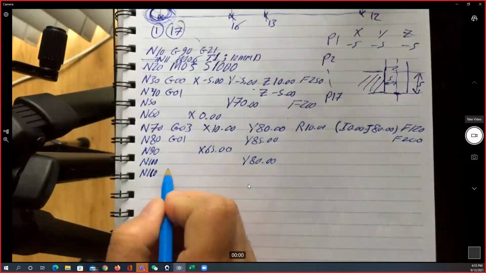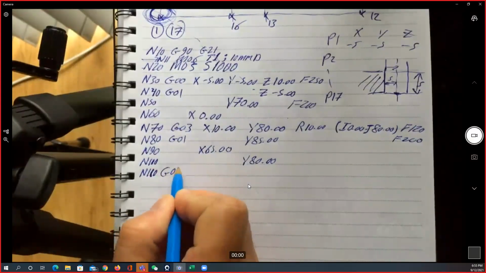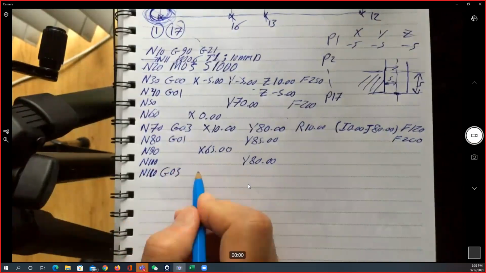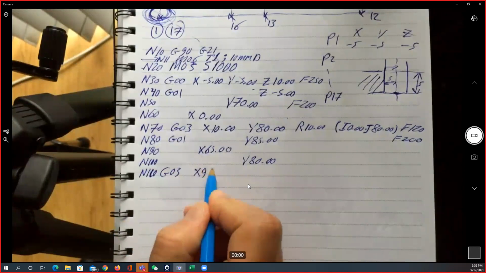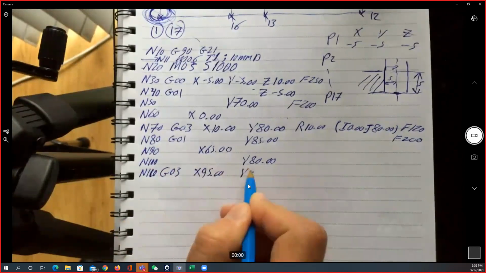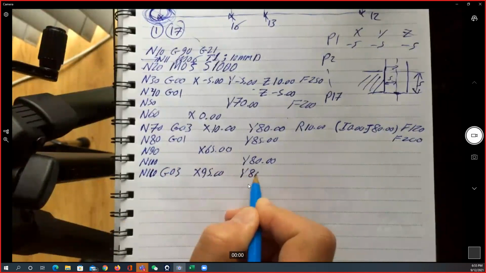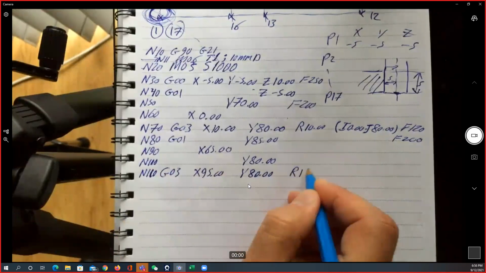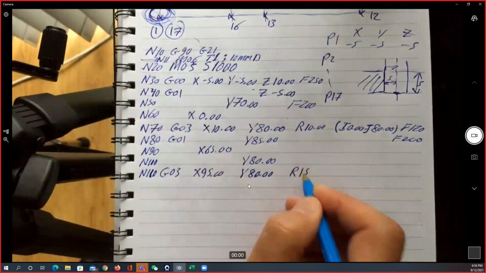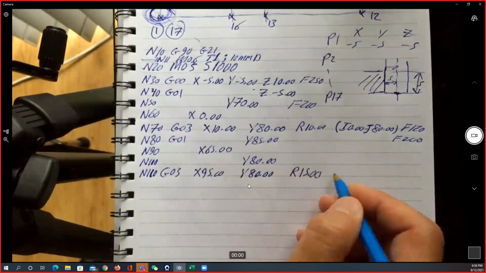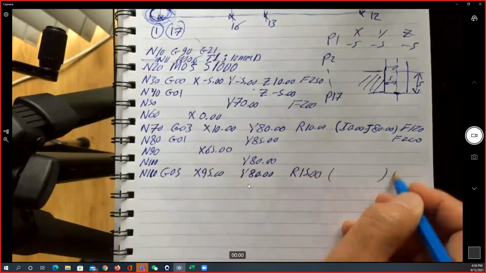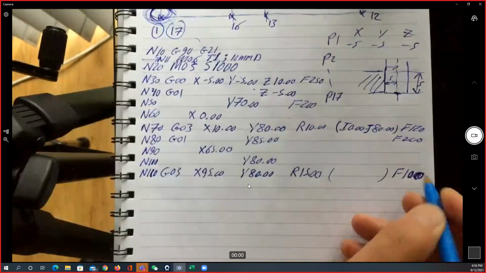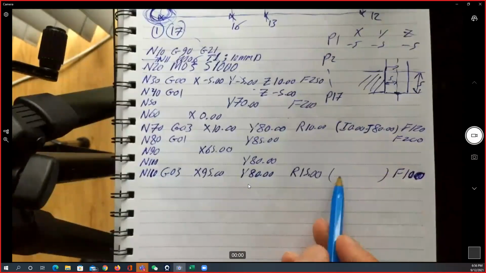Now, I need to write down this is G03, because this is counterclockwise. The X is 95, the Y is 80 millimeters. The R is 15. The feed rate is 100, again, so as not to go too slow. Here again, I leave the I and the J for you.